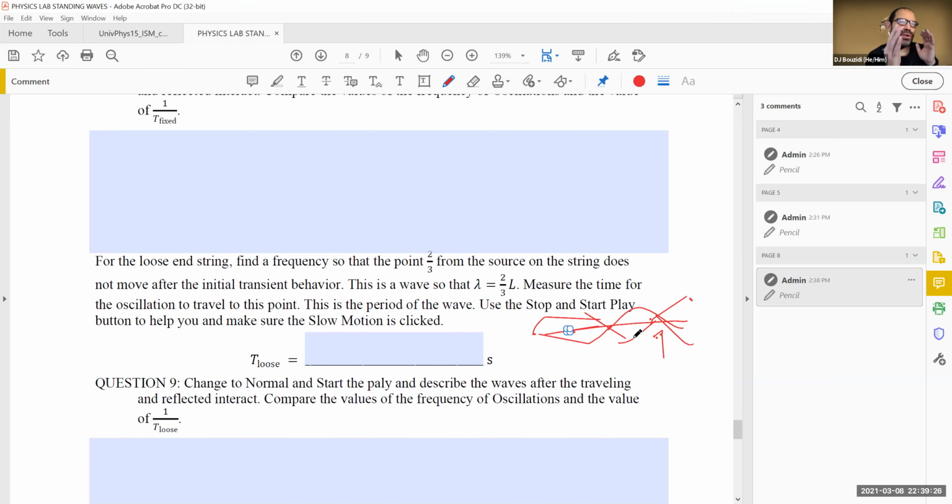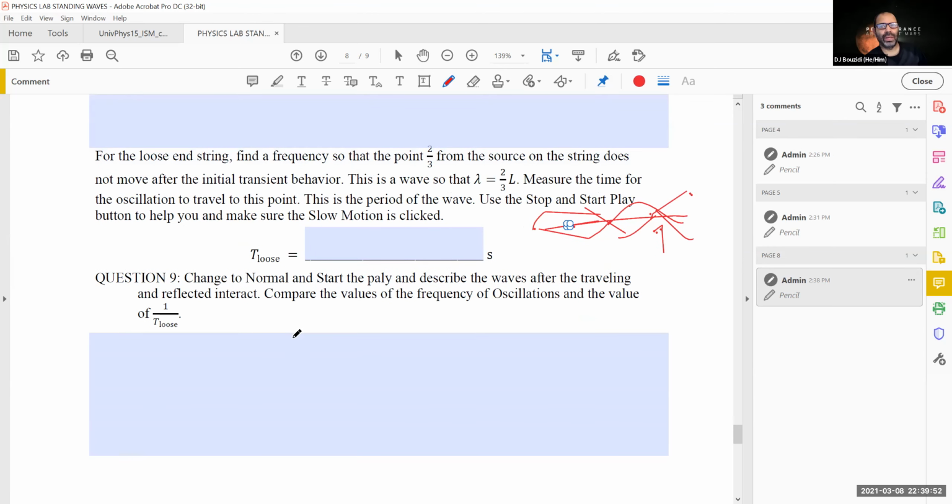Again, you're going to move around with the frequency until you find this shape, okay? Remember, it's loose now. It's not fixed anymore. For the loose string, keep everything the same, except now you change it to loose, okay? And you start it. Once you have this shape formed, find the time for it to go 2/3 of the way. That is actually the T loose now, okay?